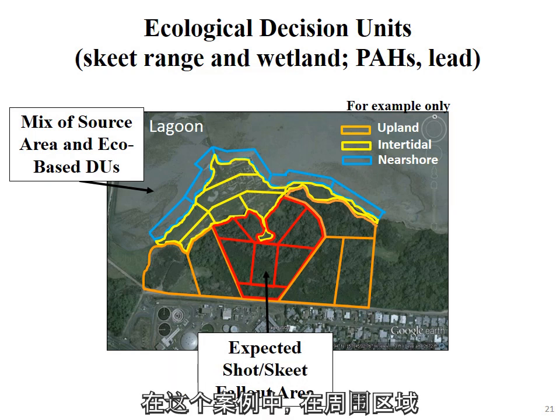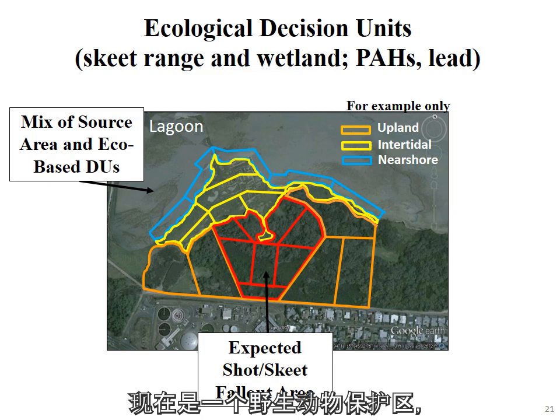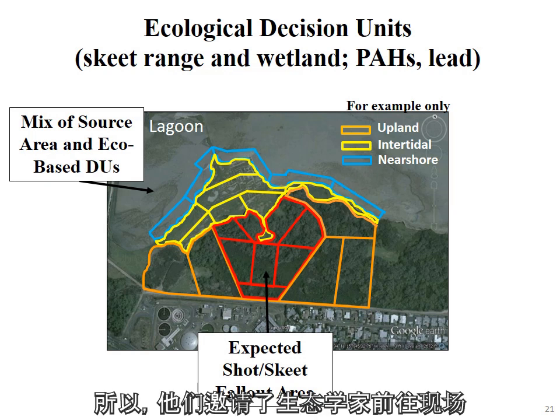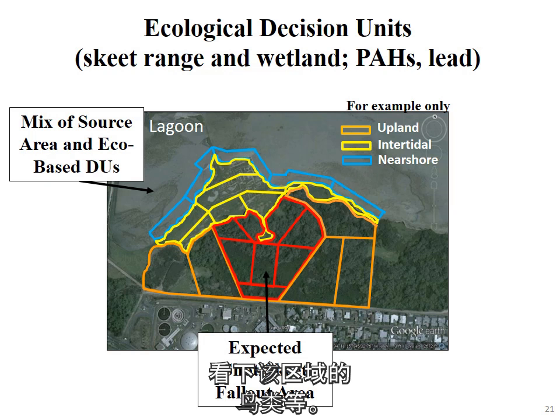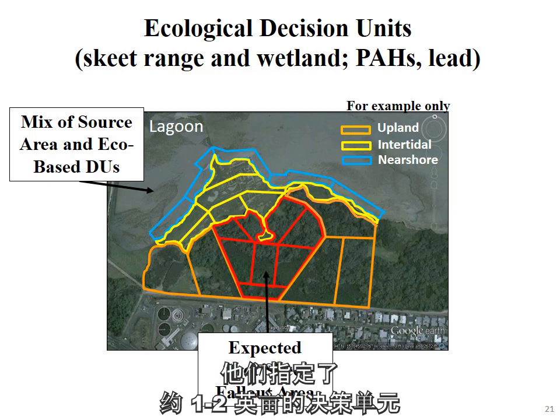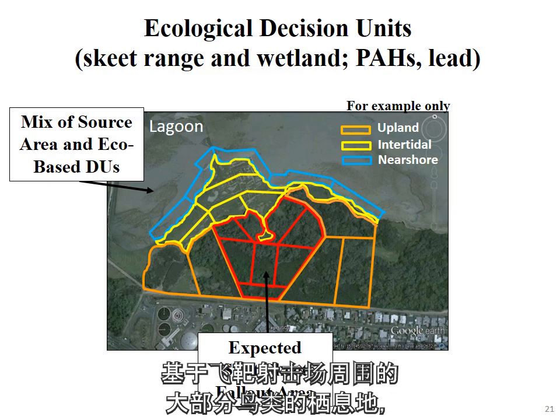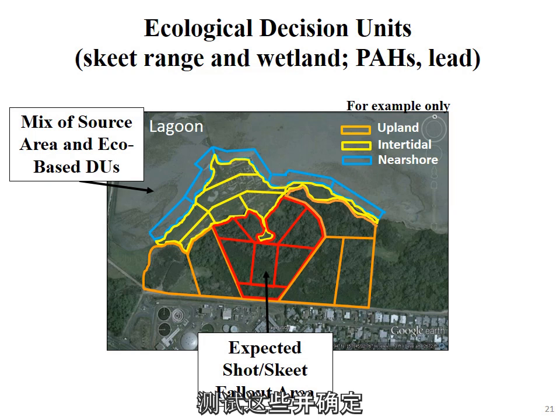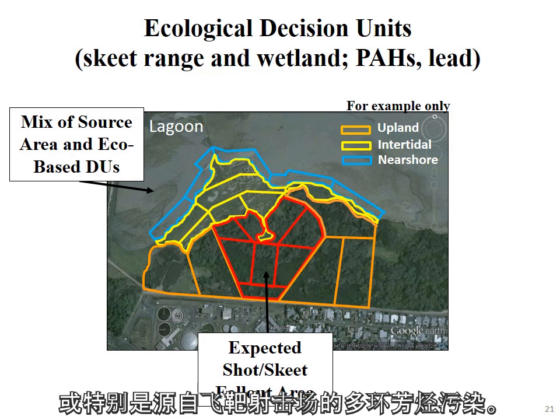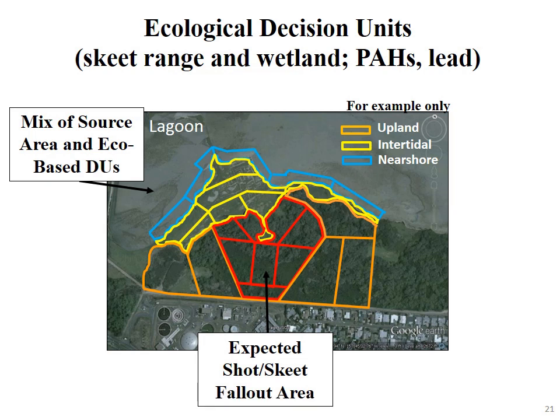How about the surrounding areas? In this case, it's actually a wildlife refuge now. So they had their ecologists go out and look at the birds and such in this area, and they designated around 1 to 2 acre decision units based on mostly bird habitat around the skeet range. Just test those and confirm that these areas weren't contaminated with lead, or especially PAHs from the skeets.